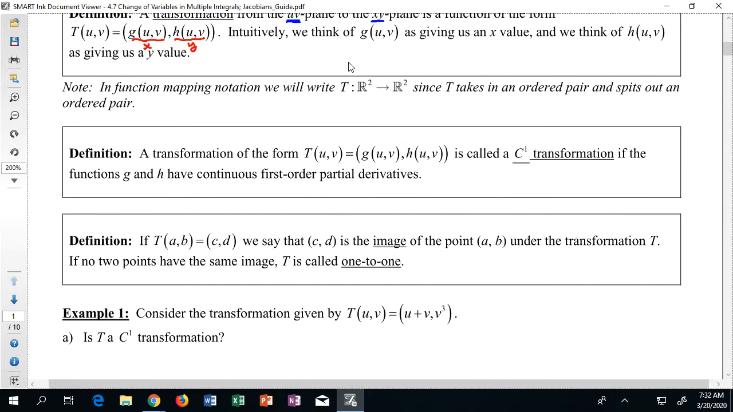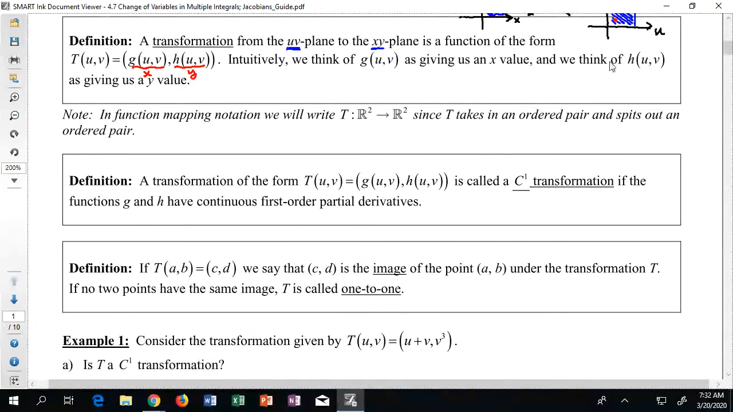So we'll identify here two other definitions. A transformation of the form, again, takes a u and a v and spits out an x and a y. We'll call that a C1 transformation if the functions g and h have continuous first-order partials. So again, keep in mind that if g and h are functions of two variables, we can find partial derivatives of them like we did back when we talked about partial derivatives much earlier in this course.